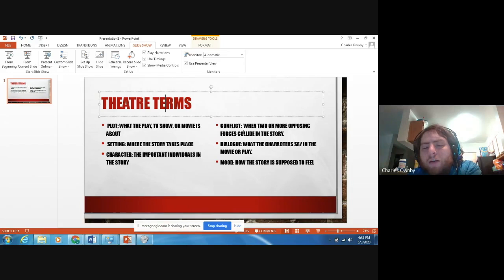Now, it could be two different people. It could be a person within themselves, right? It could be an external or internal conflict that really drives it home. And it could be both. You could have a variety of different conflicts in your story, and we're going to talk about that in Avengers Endgame. Dialogue is what the characters say in the movie or play. What you say and how you say it matters.